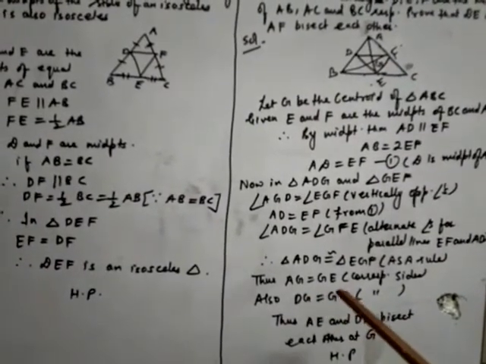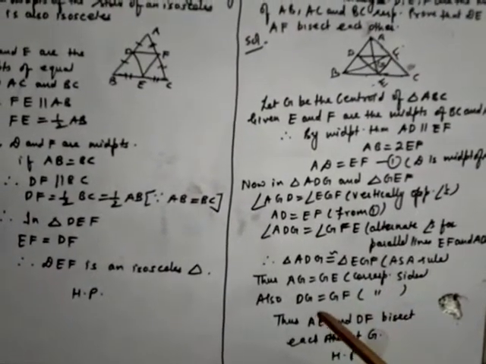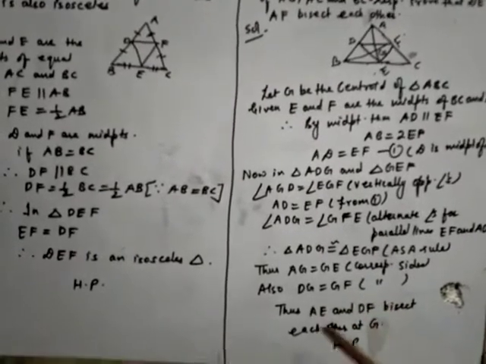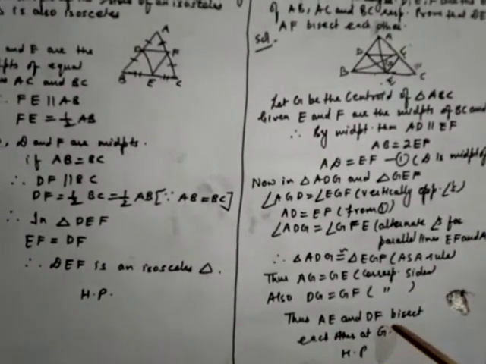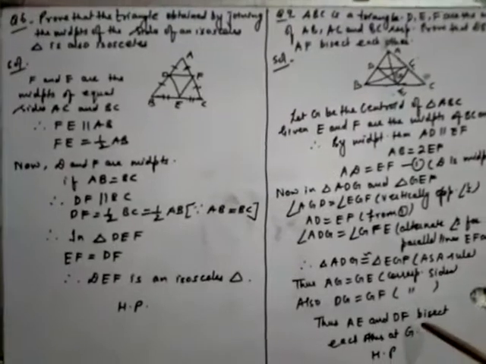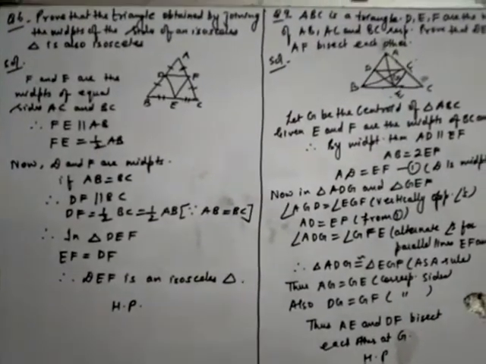Thus, AG is equal to GE, corresponding sides. Also, DG is equal to GF, corresponding sides. Thus, we can say that AE and DF bisect each other at G. Clear? Hence proved. Clear, student?